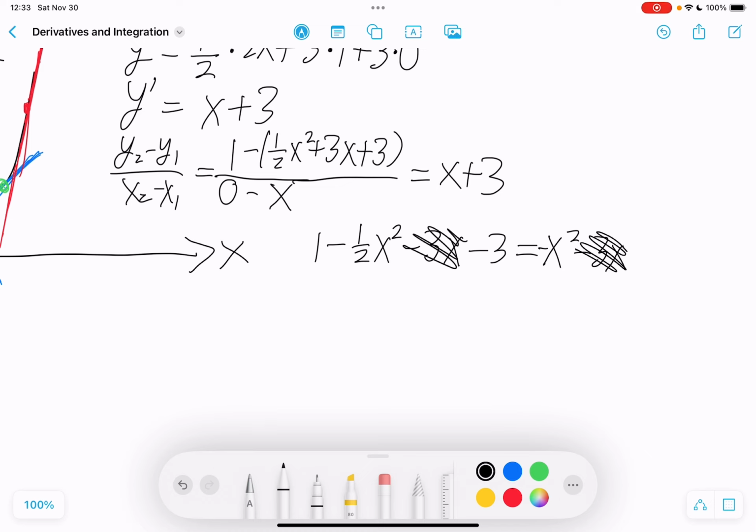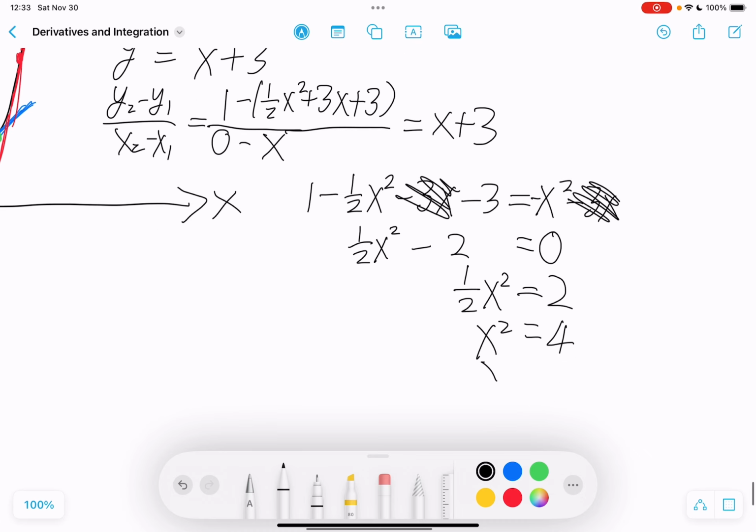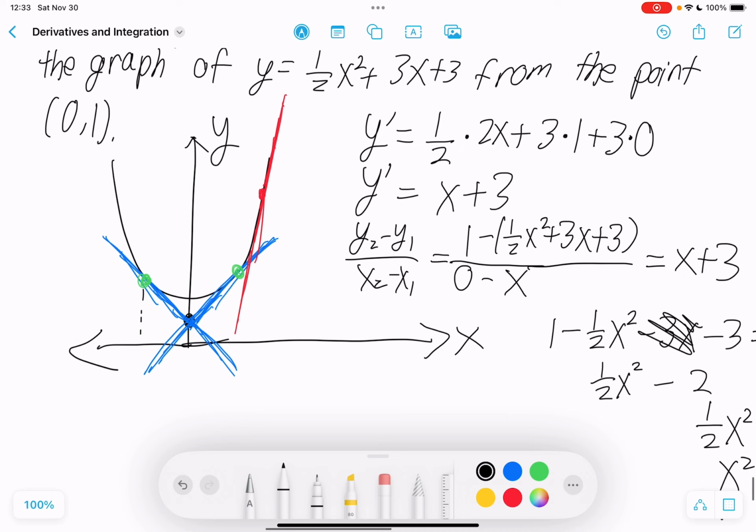We can add x squared to both sides. So now we have 1/2 x squared minus 2 equals 0. So 1/2 x squared equals 2, and if we multiply both sides by 2, x squared is 4. So x is going to be plus or minus 2. This means that the x-coordinates of these points are negative 2 and 2.